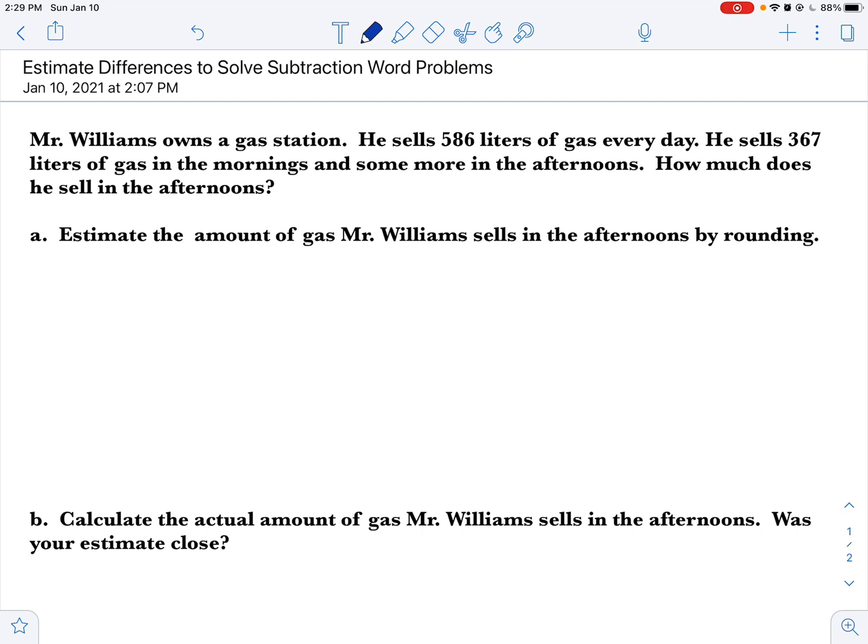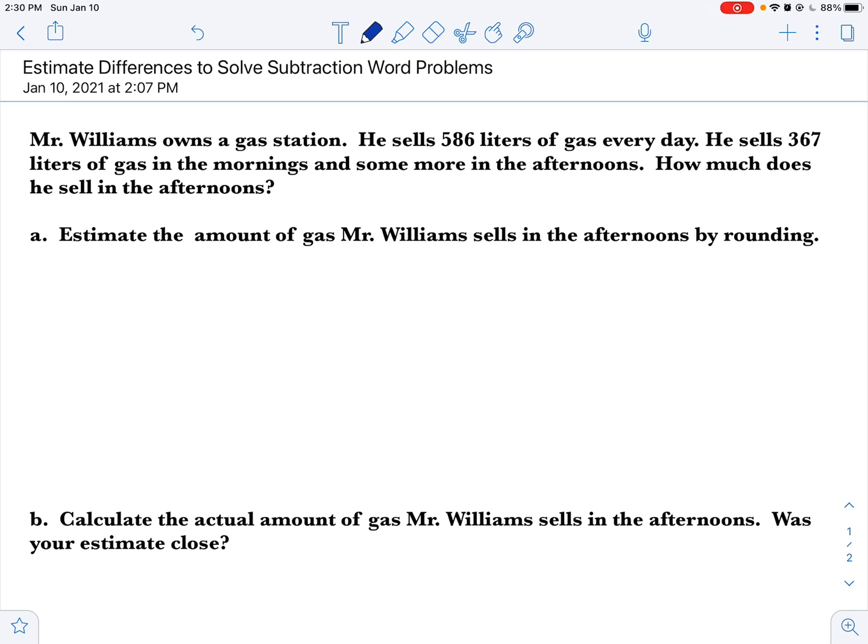Mr. Williams owns a gas station. He sells 586 liters of gas every day. He sells 367 liters of gas in the mornings and some more in the afternoons. How much does he sell in the afternoons? So the first part, part A, says to estimate the amount of gas Mr. Williams sells in the afternoons by rounding.